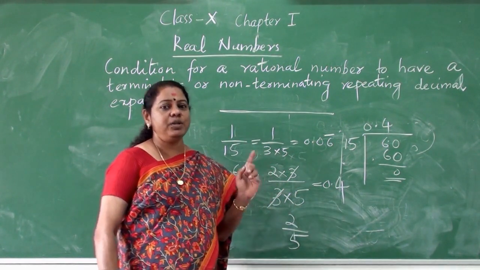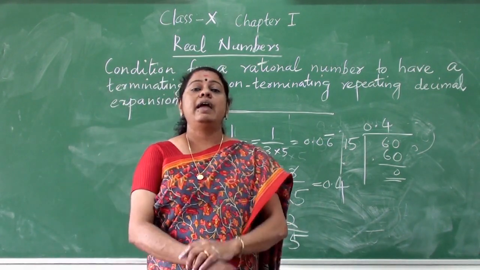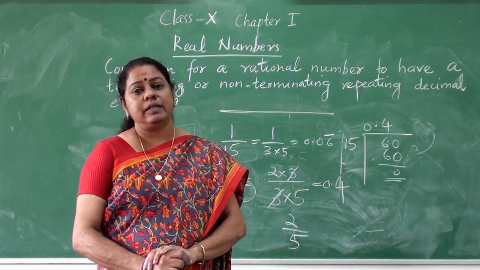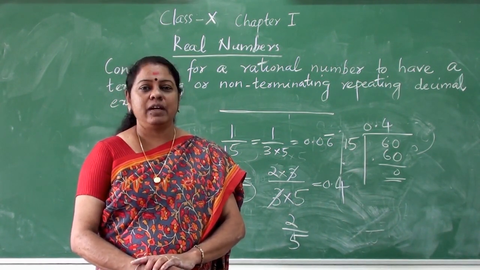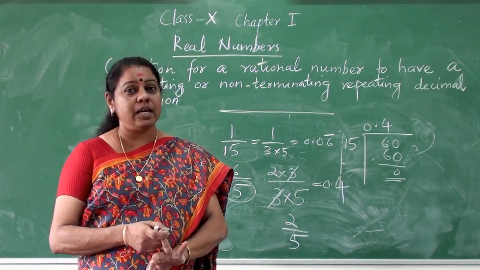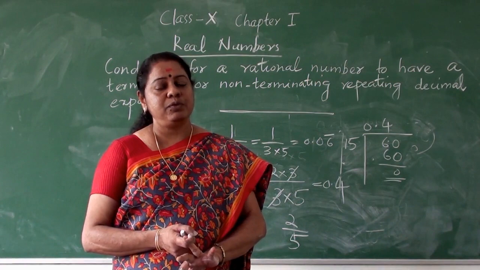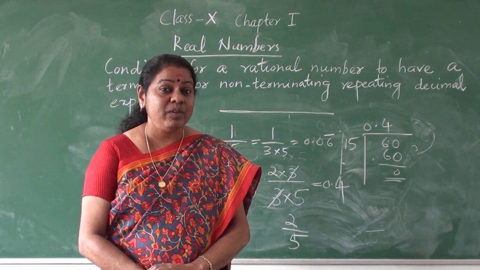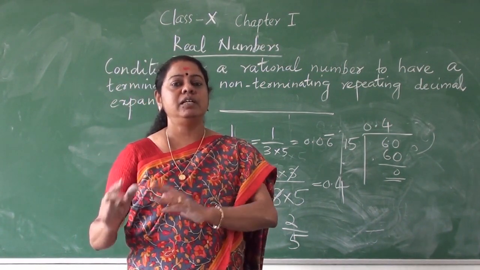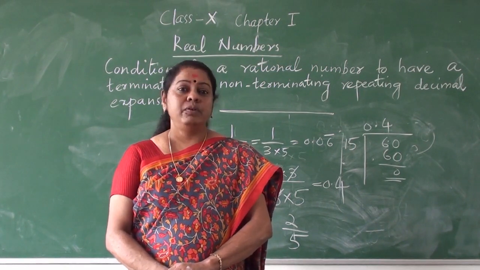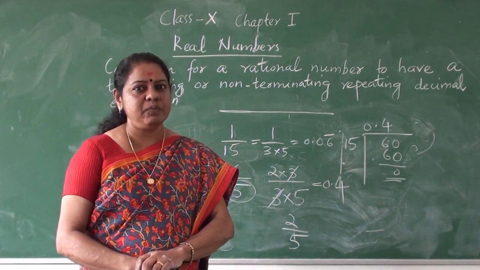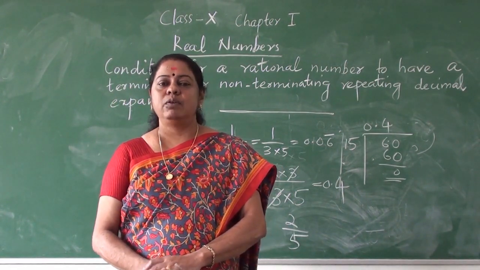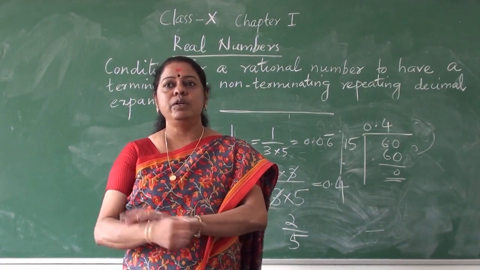So before checking whether a rational number has a terminating or non-terminating repeating decimal expansion, what we have to do first? First we have to check whether the number is in standard form. For p by q, we have to check whether p and q have a common factor or not. First check whether p and q are co-primes, that is, convert the number into standard form. Then check whether the denominator has only 2's, only 5's, or a combination of 2's and 5's.